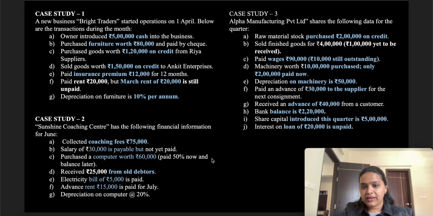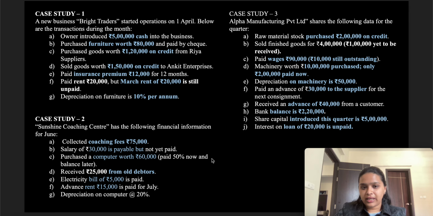Sunshine Coaching Center has the following financial information for June. First, they have collected coaching fees of around 70,000. So it is their revenue. It is their operating income, because the primary purpose of their business is that they are providing tuitions, they are providing coaching. So it is, we can say, revenue or sale of services.